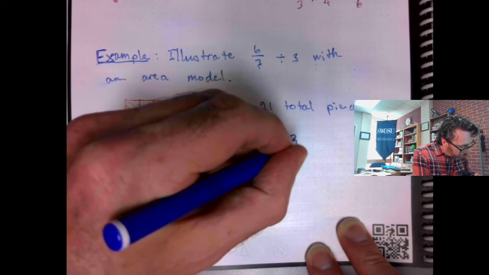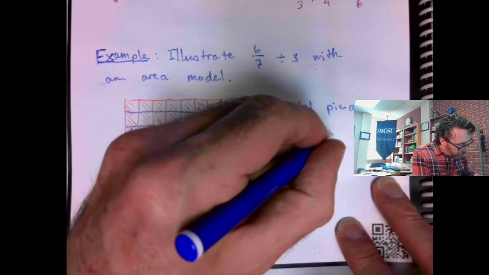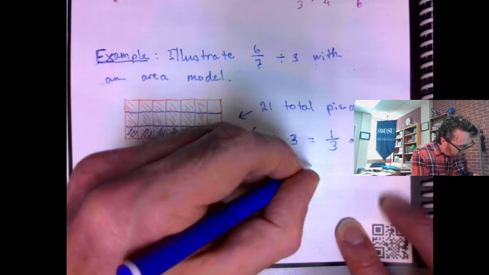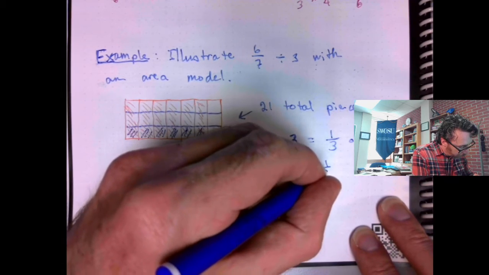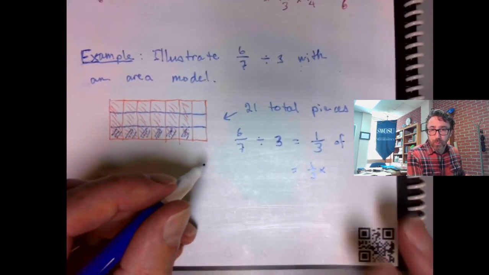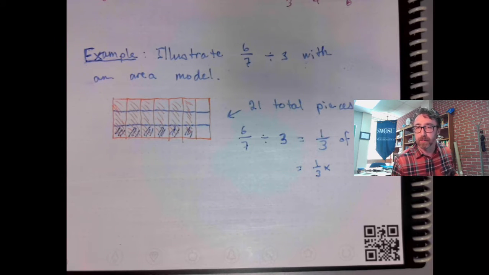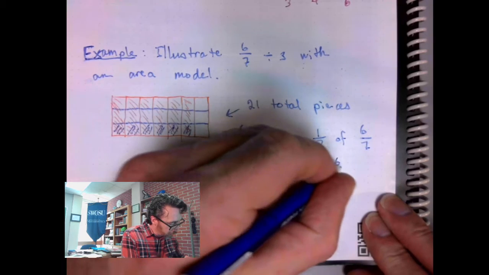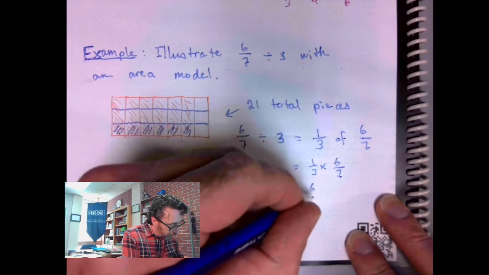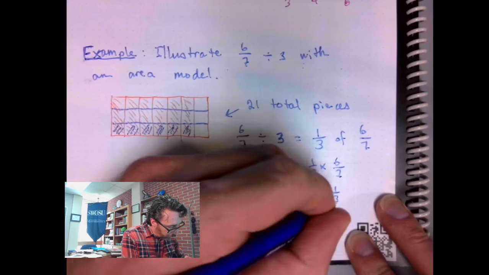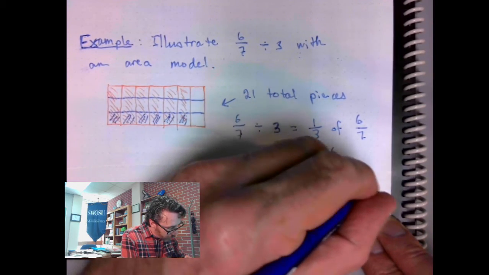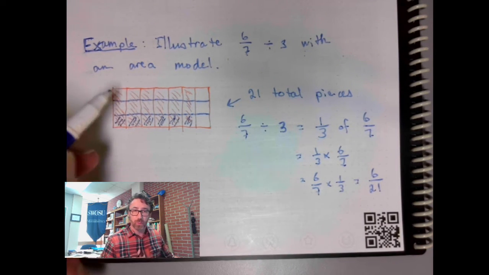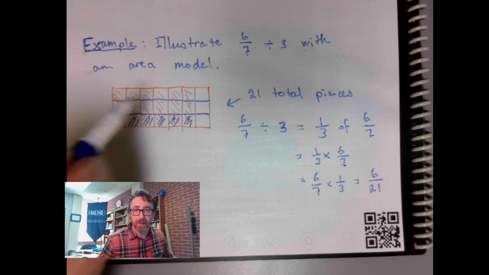So 6/7 divided by 3. That's 1/3 of 6/7. That's 1/3 times 6/7, or if you like, 6/7 times 1/3. Now you can see where that 21 is coming into play that we were talking about a second ago. We got 21 total pieces when we break that up.